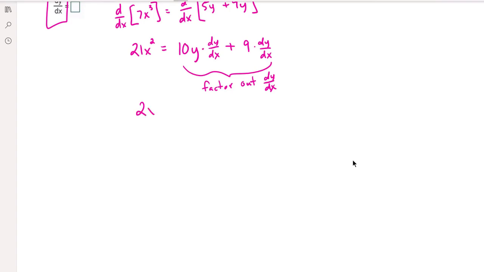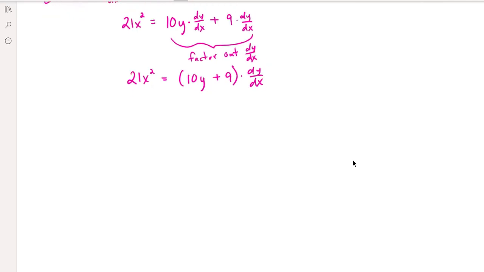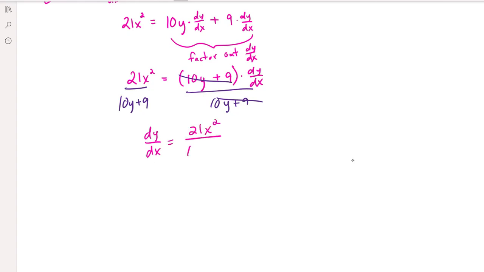21x to the second equals, and then 10y plus 9, and then you're times it by that dy dx. And you only have one more step left to do to finish this one out. Just divide both sides by 10y plus 9. So basically just divide off this 10y plus 9, and on the left, you'll have 10y plus 9 on the denominator. So your final answer will be something like this right here. Okay, dy dx equals 21x squared divided by 10y plus 9.